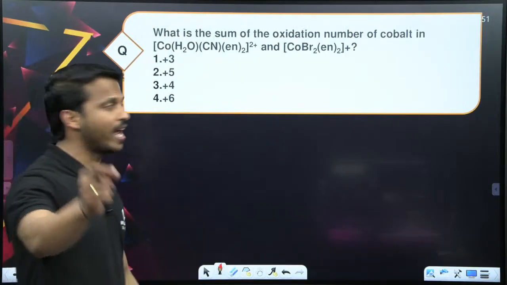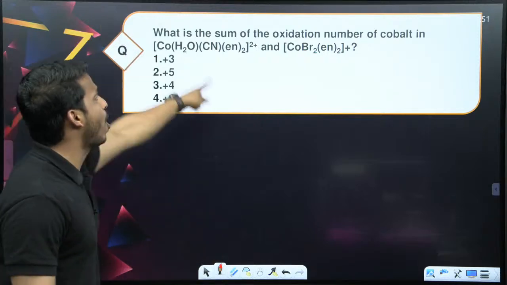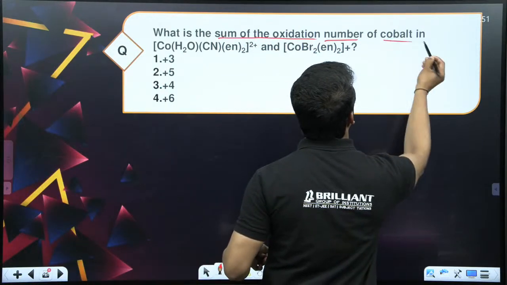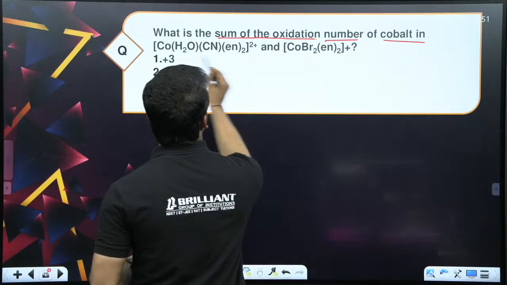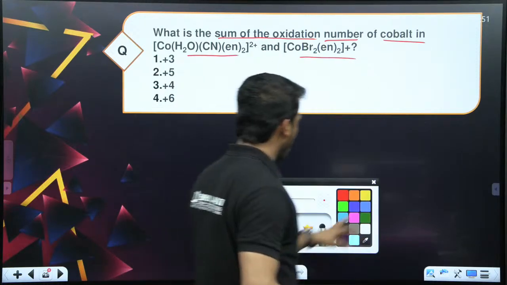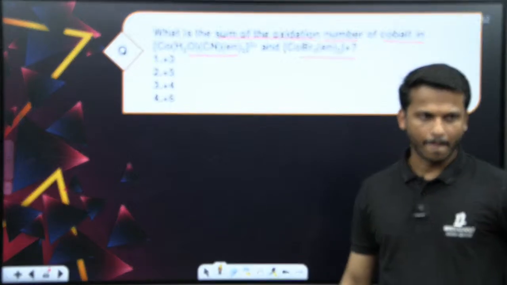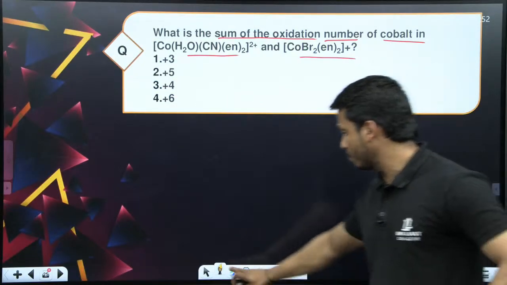Question number 25. Come on. What is the sum of oxidation number of cobalt in this complex and this complex? Come on. What is the sum of oxidation number? Don't make a mistake, okay? Don't make a mistake.